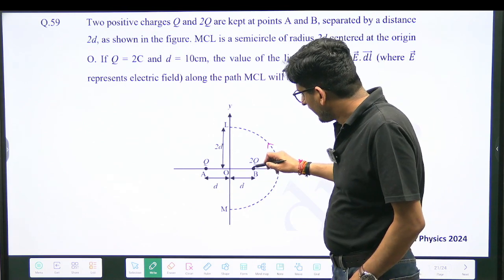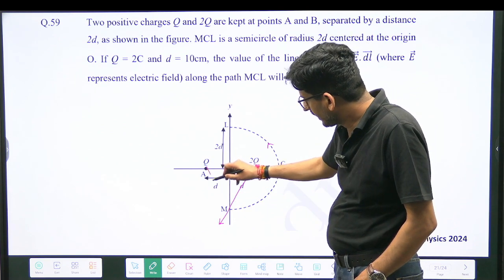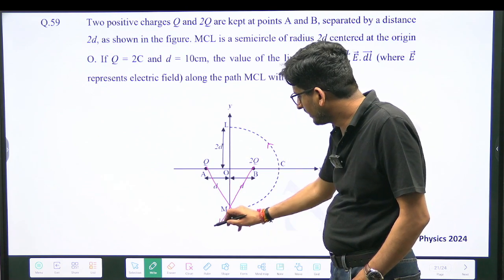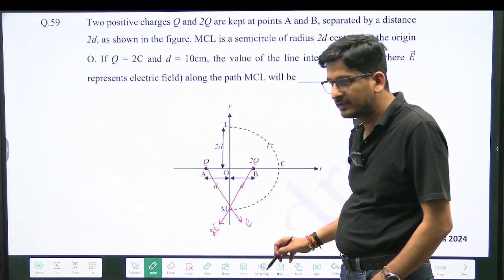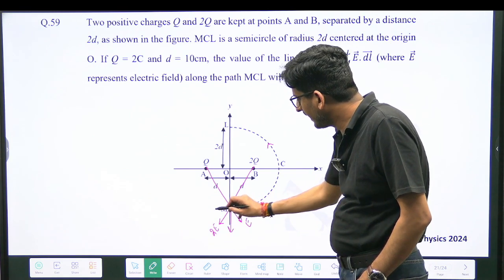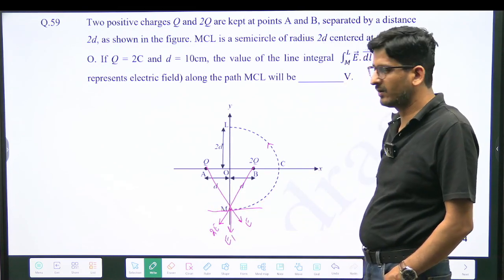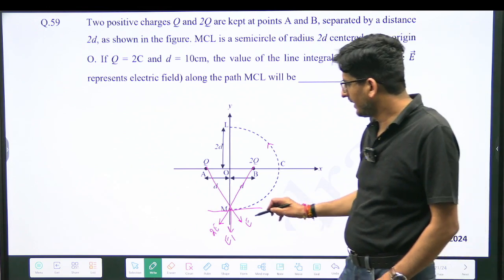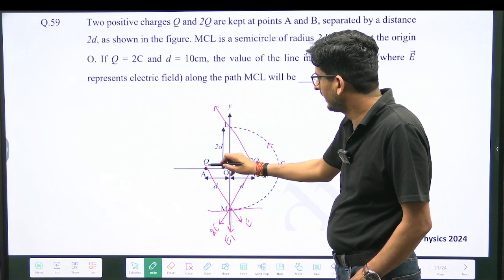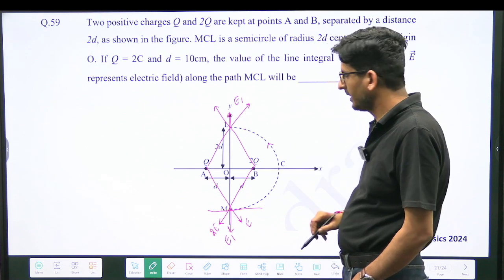This 2q charge will be creating electric field like this, and q charge will be creating like this. So suppose this one is E, so this will become 2E. I can resolve these two vectors into components. One I want to take like this and another one perpendicular to this. So let us say this one is E1 and that component will not matter to me. Similarly, here electric field will become like this, and here also the same E1 component will matter to me.